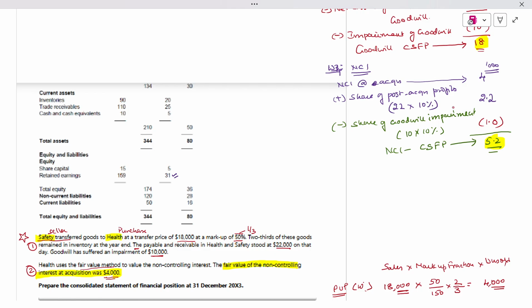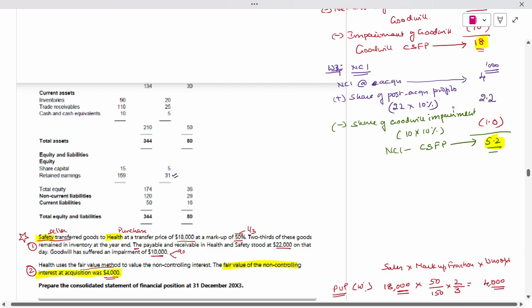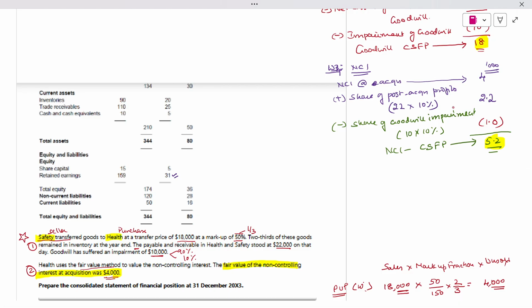How much is the goodwill impairment? 10,000. Yes? Yes, 10,000. This 10,000 should be split 90% and 10%. Is it okay? Yes. Next. Are you understanding how we are doing?